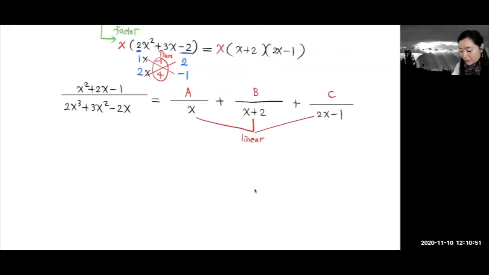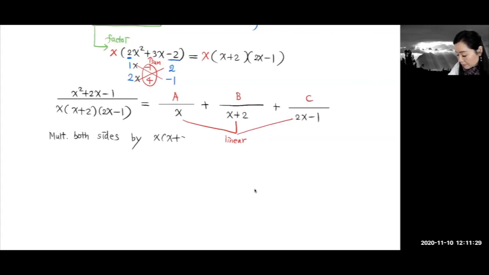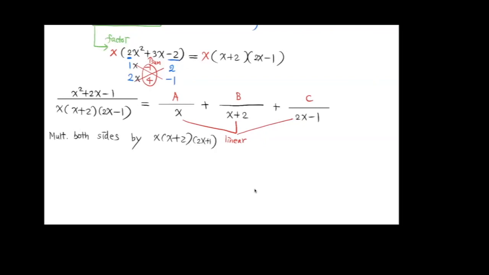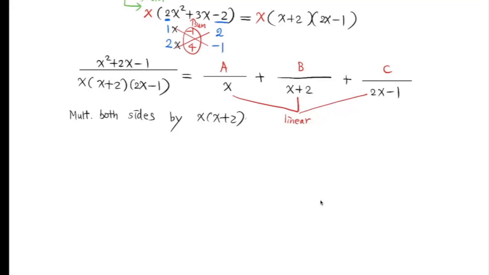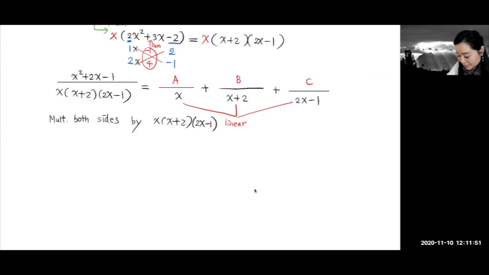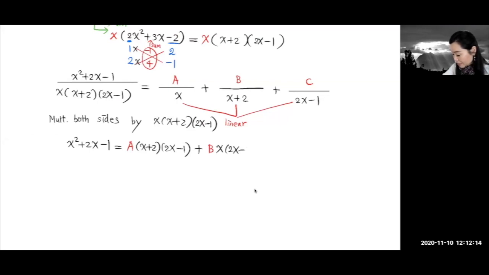Okay. Now let's multiply both sides by the LCD. Actually, the denominator over here, let me just put the factored form. Now multiply both sides by the LCD, which is going to be x times x plus 2 times 2x minus 1. Okay? And let's see what we get. Minus 1? Yes. You got it. So this side will be x squared plus 2x minus 1. And then this one here will be A times x plus 2 times 2x minus 1, plus over here will be B times x times 2x minus 1, and then plus this one will be C times x plus 2.